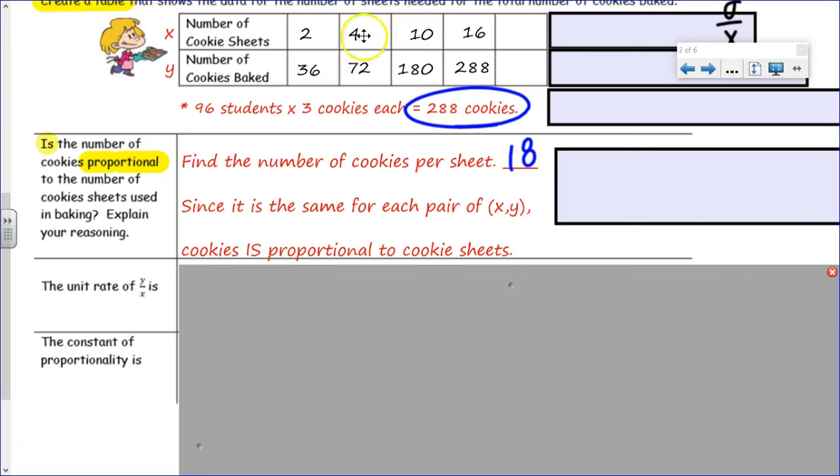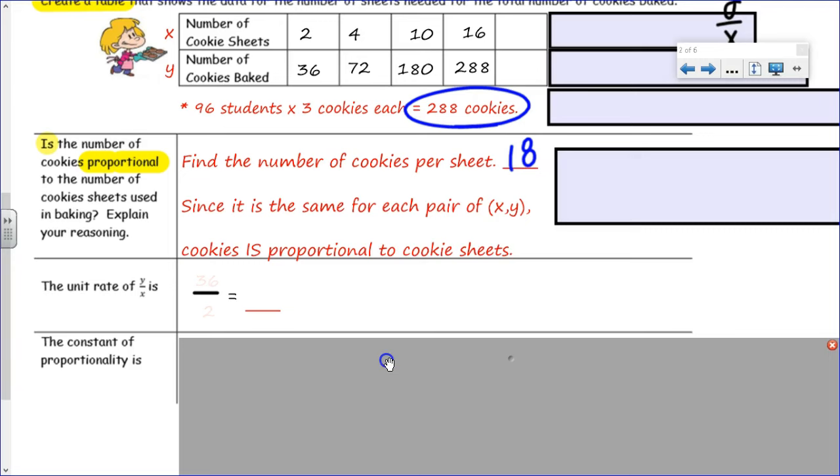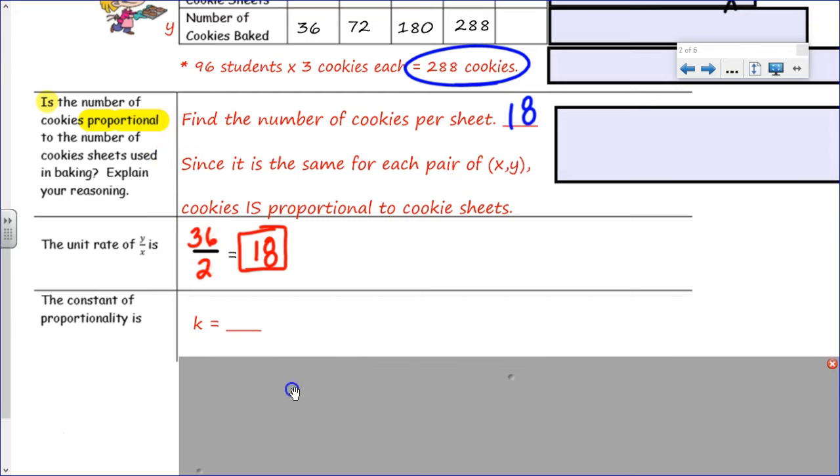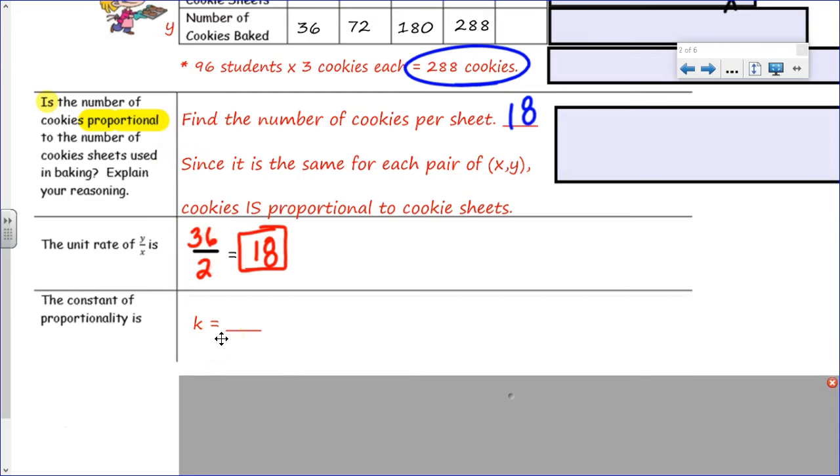So the unit rate, y divided by x. Hopefully you're thinking, this is feeling pretty repetitive, you keep saying the same thing. Yes, y divided by x, 36 divided by 2. The unit rate is the constant of proportionality. It's the same thing over and over. So the unit rate is equal to 18. It's called the constant of proportionality, or unit rate, and it is 18 every time I divide. So if I do 72 divided by 4, or 180 divided by 10, or the original problem of 36 divided by 2, every one of those is equal to 18.